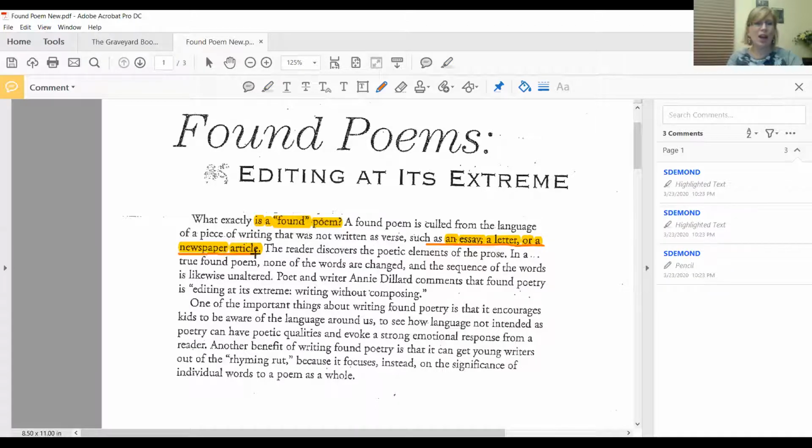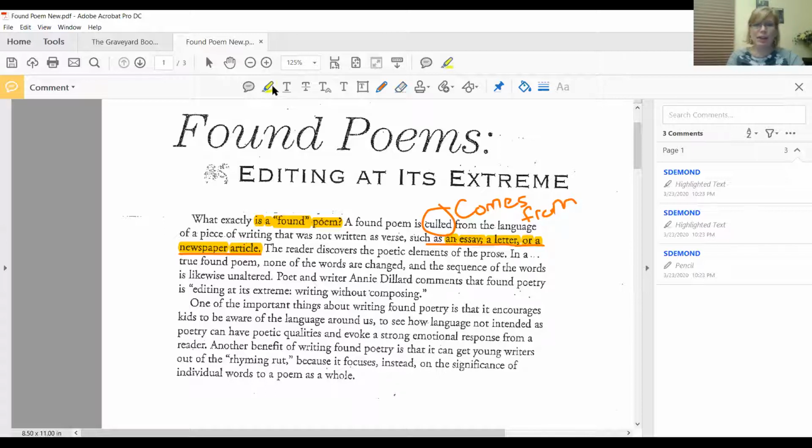So we're thinking, what are some interesting words that someone else has already written? It comes from another piece of work, okay? Comes from somewhere else. And you could use fiction or nonfiction, so quite a variety.